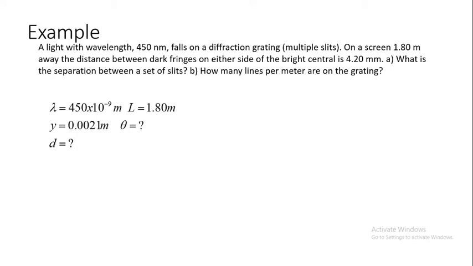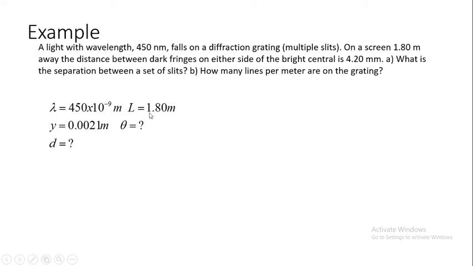A light of wavelength 450 nanometers falls on a diffraction grating with multiple slits. On a screen 1.80 meters away, the distance between dark fringes on either side of the bright central spot is 4.20 millimeters. What is the separation between the set of slits, or basically the D, and how many lines per meter are on the grating? So given wavelength of light, that's 450 times 10 to the negative 9 meters.